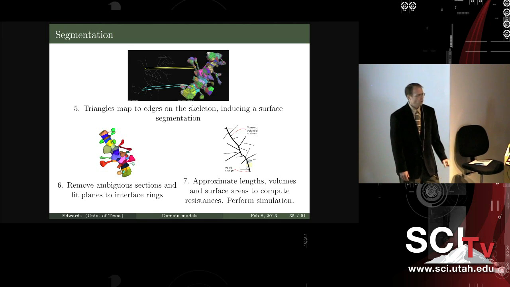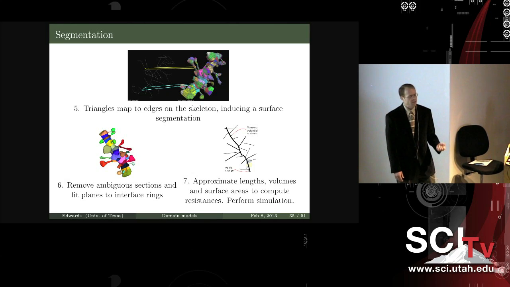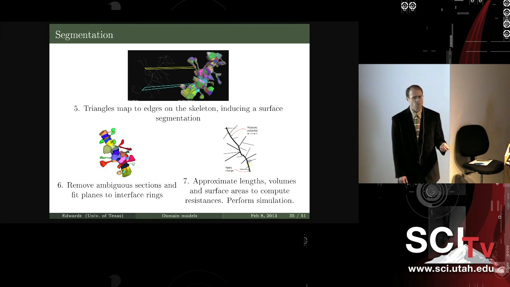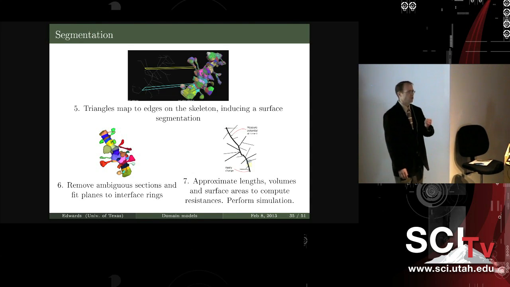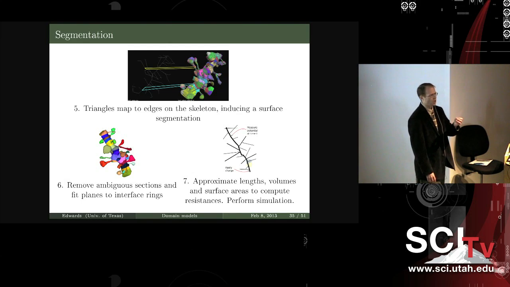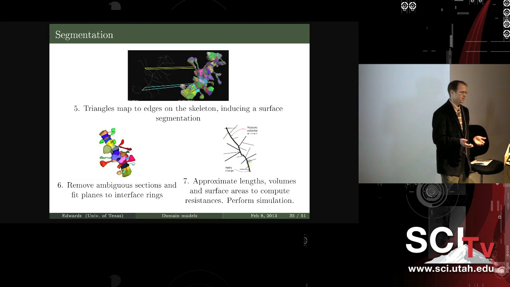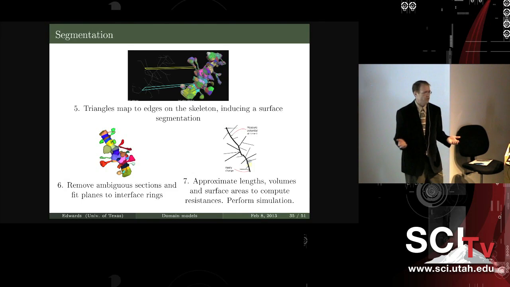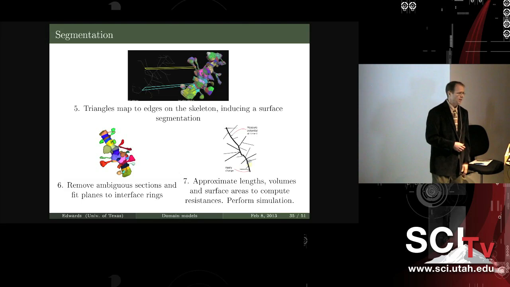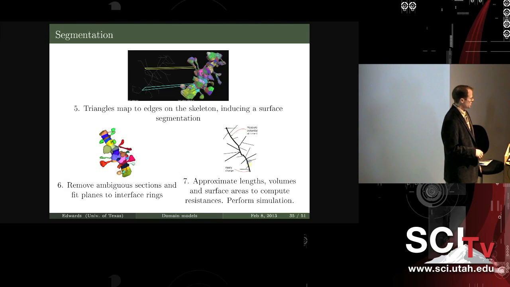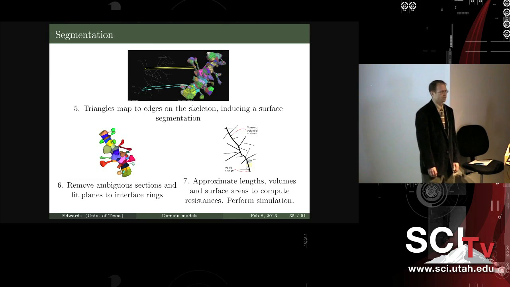And one really interesting thing that comes out of this algorithm is we can now map back from the skeleton to the original mesh. And we can map all the triangles that condense down to a single edge in the skeleton and label those as a region. And it turns out that most of these are actually roughly rings around the object. So we use this algorithm to induce this surface segmentation of rings.